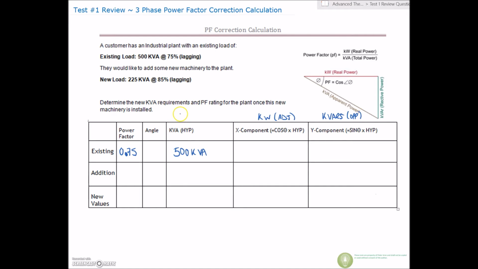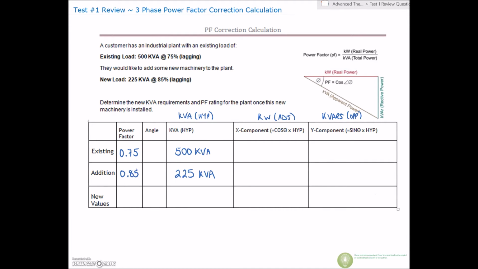Okay, obviously this one right here is just as given. This is our kVA, the largest value in the circuit, and that's our hypotenuse. So for that one, we've got 500 kVA, and our new load is going to be 225 kVA. And the new load has a power factor of 85%, so we'll drop that in there as well.